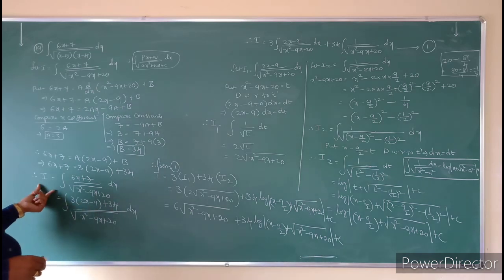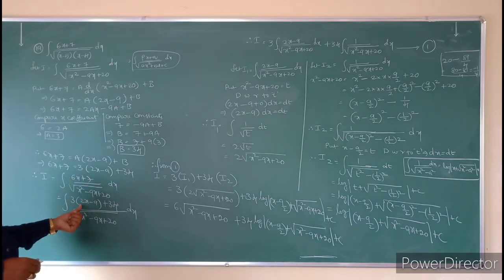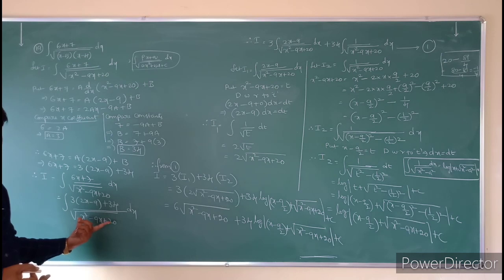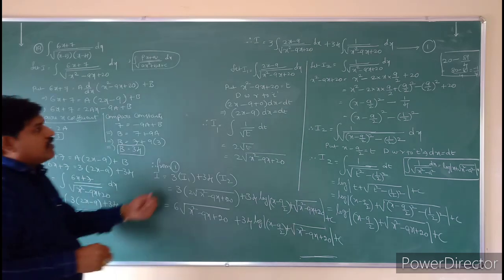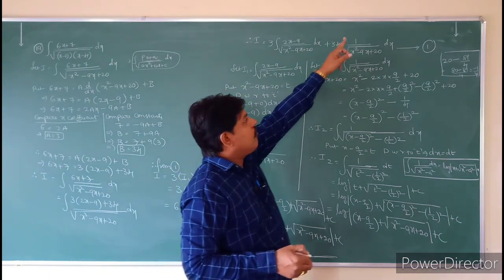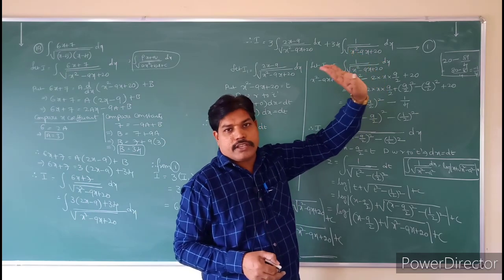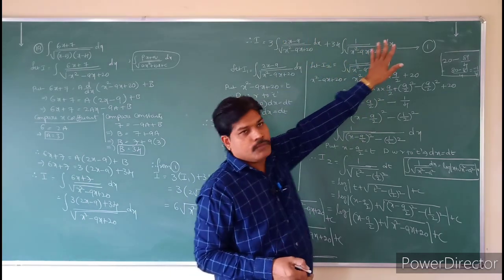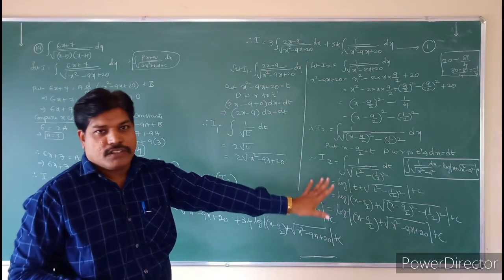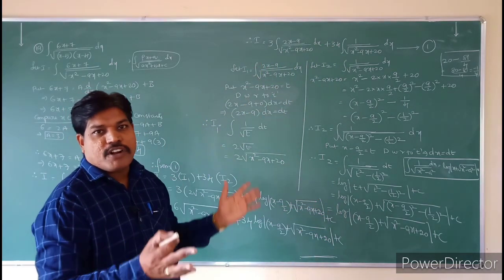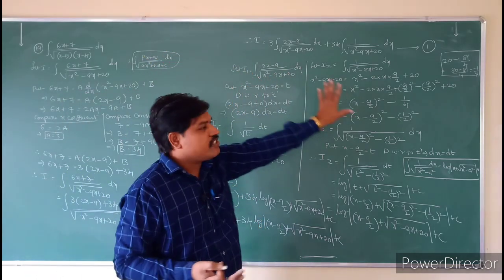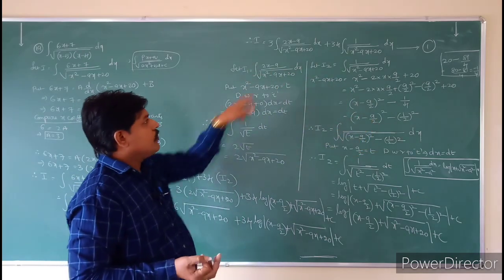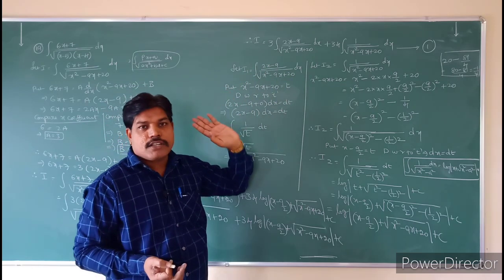Take the problem as I. 6x plus 7 can be written as 3 into 2x minus 9 plus 34. So separate these two terms. What you will get is 3 into integral of 2x minus 9 by root of x square minus 9x plus 20, plus 34 into integral of 1 by root of x square minus 9x plus 20 into dx. Take this as I1 and this as I2. So this is one problem and that is also one problem actually. So the main problem splits into these problems. Okay, so let I1 be integral of 2x minus 9 by root of x square minus 9x plus 20.